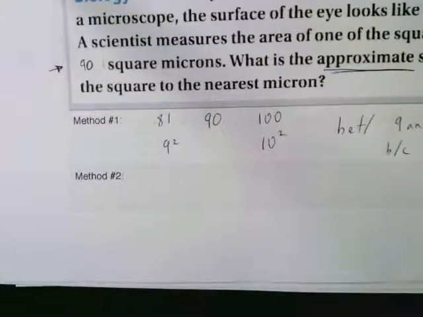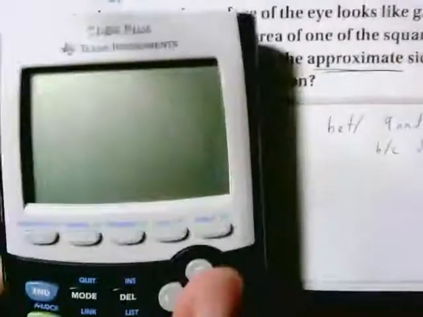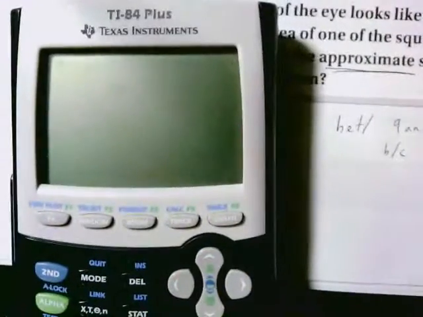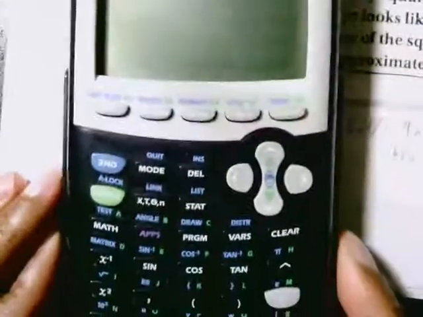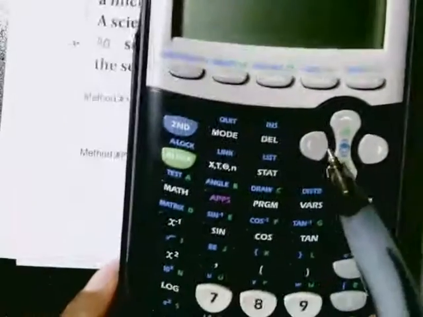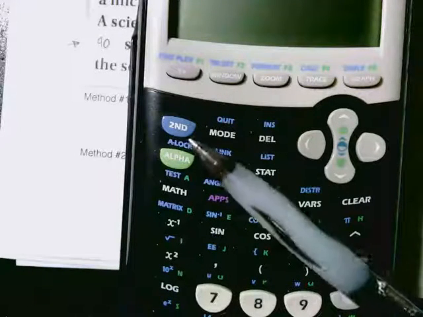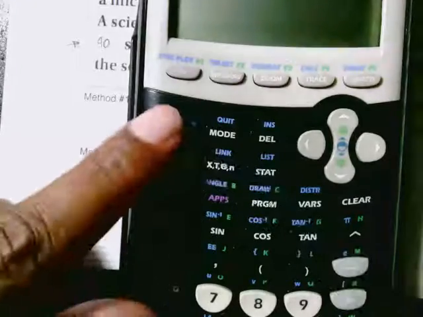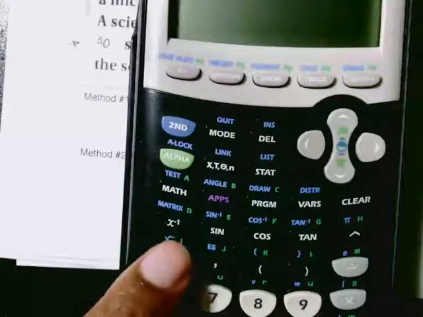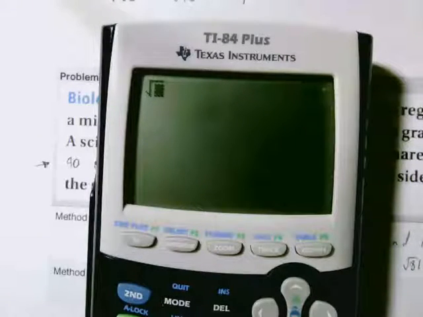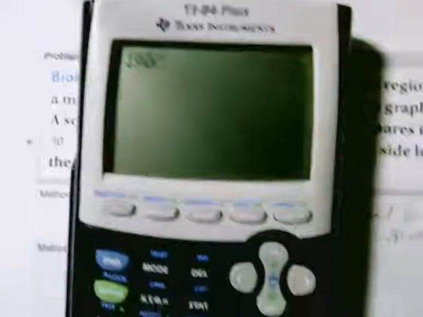Now method 2 is the way I think you guys are going to prefer, and that's using a graphing calculator. I'm going to simply type it in on the calculator. If you look right here, you can see in blue that's the square root symbol. For anything in blue, I press second, then square root, and I type in the number. Then I press enter.